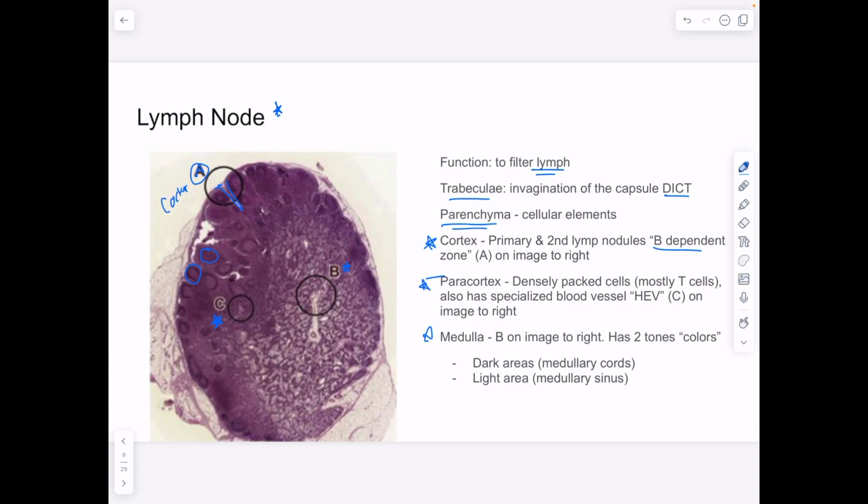Our paracortex, so you can see here, this other zone that does not have these nodules, is going to be the densely packed T cells, and you can find them partially based on it's going to have these specialized blood vessels, HEVs, in them, which is a good way to tell. And then the medulla is very easy; it's the deepest layer. It's going to have these different colors, and then in particular, it's going to have the hilus in it, which is going to contain an artery and a vein.